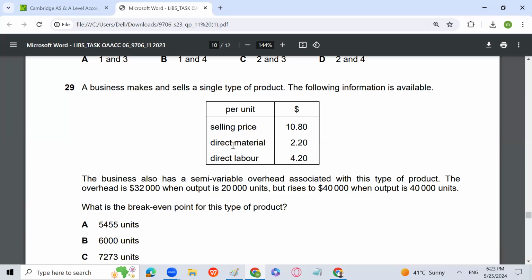We have already discussed that we will use the high and low point method. How? Change in cost divided by change in units, because we need to find fixed cost. Why? Because we need to find break-even point, and the formula to find break-even point is fixed cost divided by contribution per unit. Contribution per unit: selling price is 10.8 minus variable cost, which is 6.4. So 10.8 minus 6.4, we will get 4.4. 4.4 is the contribution per unit.